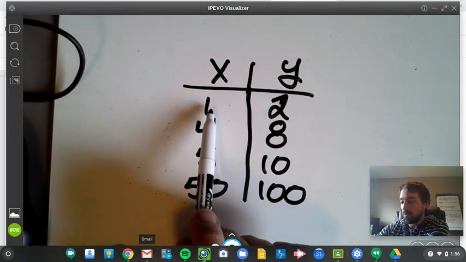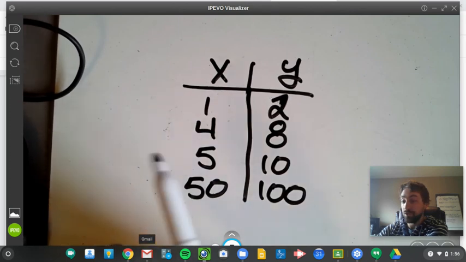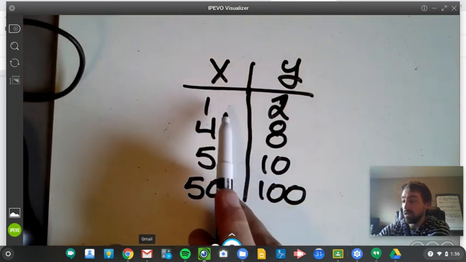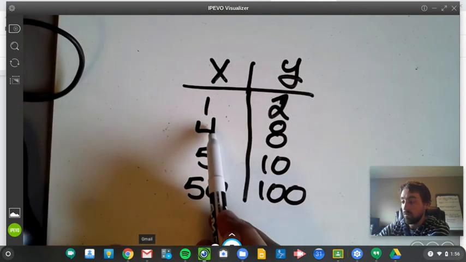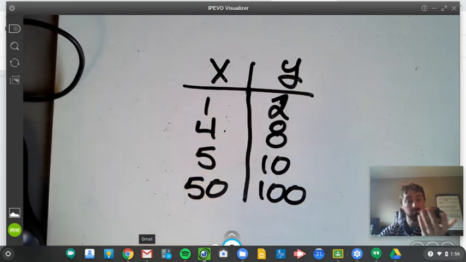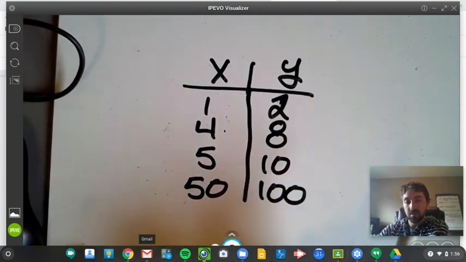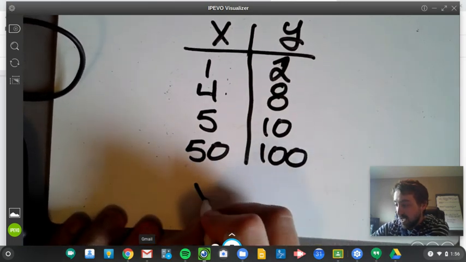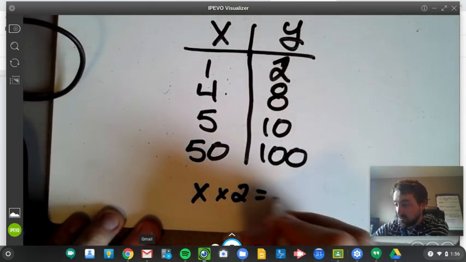How do we get from 1 to 2 multiplying? Well, we just multiply it by 2. 1 times 2 gives us 2. Good. 4 times 2 gives us 8. Yep. 5 times 2 gives us 10, and 50 times 2 gives us 100. So we have our rule. X times 2 equals Y.